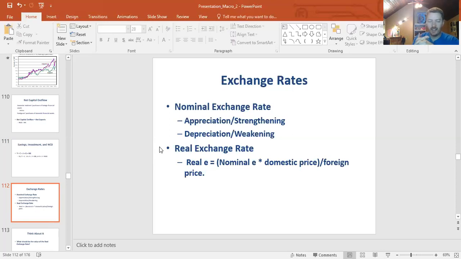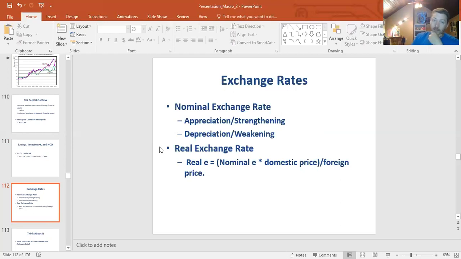So let's just consider the peso to dollar exchange rate, 10 to 1, something like that. If that ratio gets higher, if $1 will buy more pesos, then that means the dollar is appreciating or strengthening. If the reverse is true, if the dollar will buy fewer pesos, then the dollar is depreciating or weakening. That's just the terminology that you use. A currency is appreciating, a currency is depreciating, a currency is strengthening, a currency is weakening.